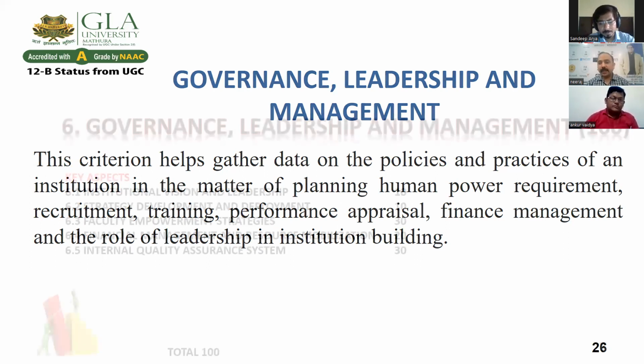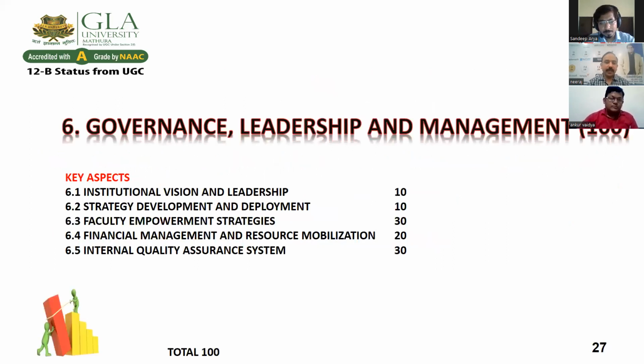So criteria 6 is, again, of 100 marks, as we discussed earlier. We have the key aspects or key indicators: 6.1, institutional vision and leadership; strategy development and deployment; faculty empowerment strategies; financial management and resource mobilization; internal quality assurance system.